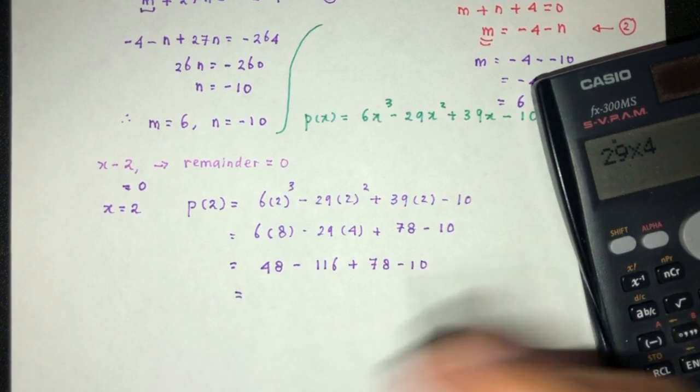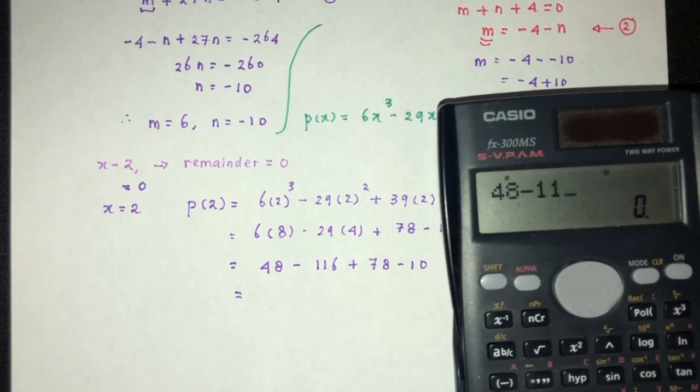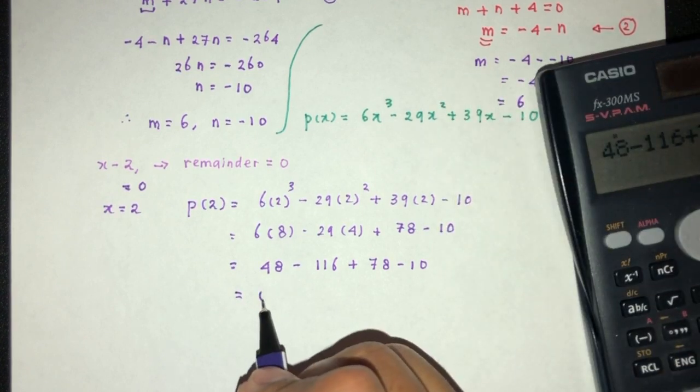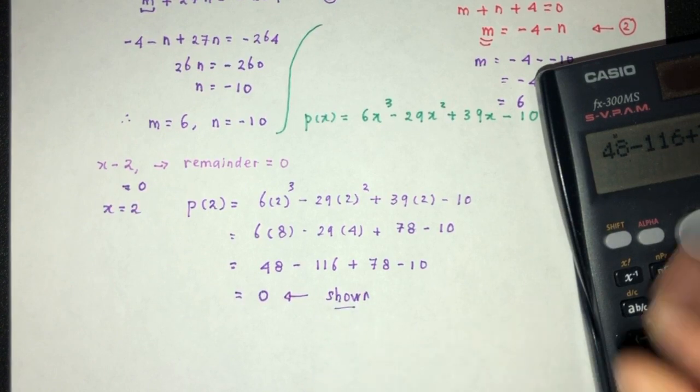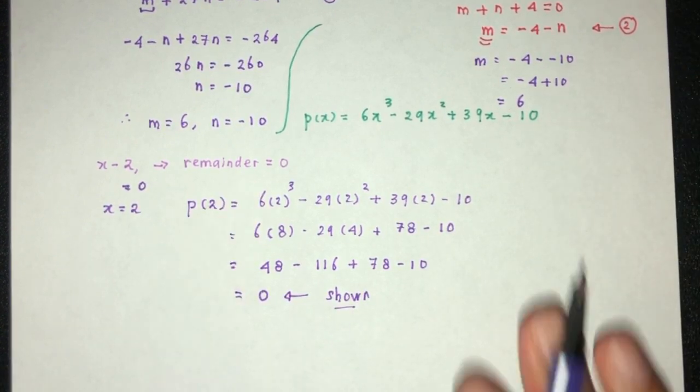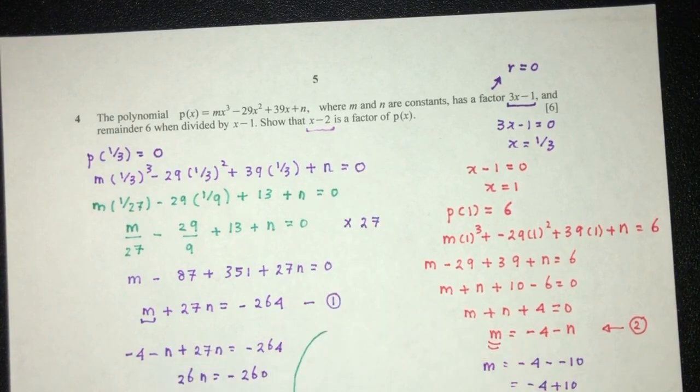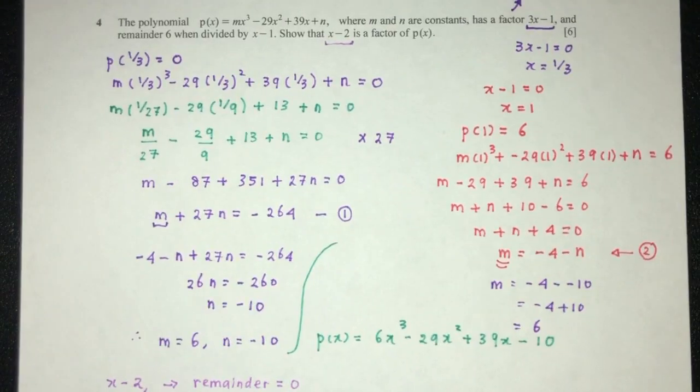So let's see what that gives us. 48 minus 116 plus 78 minus 10, and that will be indeed 0. So we have shown as required. Because we have shown the remainder is 0, hence x minus 2 is a factor of this polynomial. And that will be your question number 4.